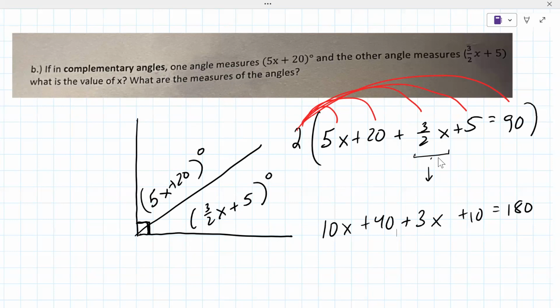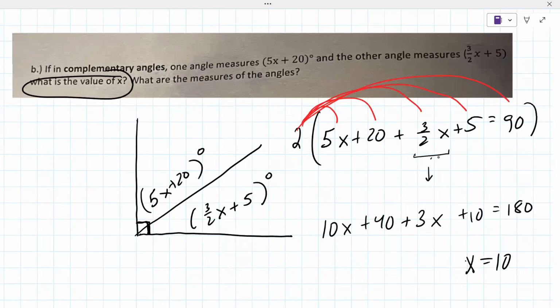Minus 50, minus 50. 130. Yeah, it's like the same. Well, your instructor's not very creative. That's the answer. So yeah, x equals 10. Good. Now, that is the first part.